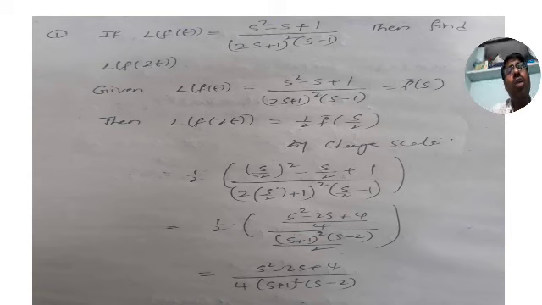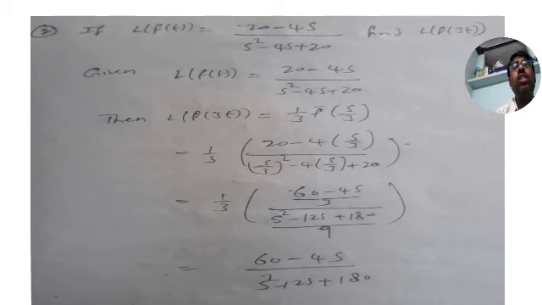So let us go to the next problem. Take it down so that we can move on to the next problem, guys. We have to do a lot of problems, so let us move on. If L of f of t is equal to 20 minus 4s by s square minus 4s plus 20, find L of f of 3t.